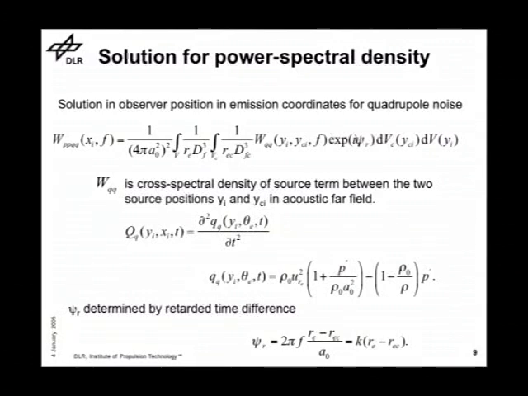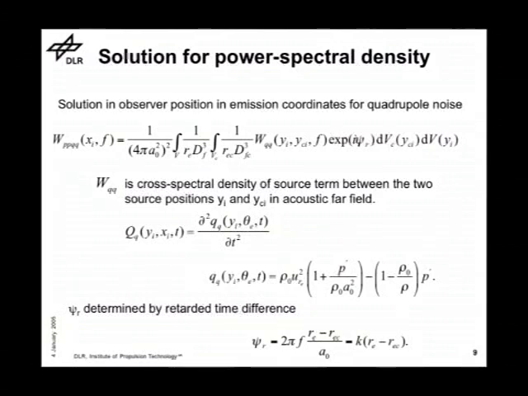Now I talk only about the quadrupole sources, which is a double integral. This is in the acoustic far field, but in the geometric near field still. We see here the wave normal distance and the Doppler factor to the third. The second integral has the same quantities, but for the second volume element. This is the cross-spectral density of the sources, and this is a phase difference due to the retarded time differences.